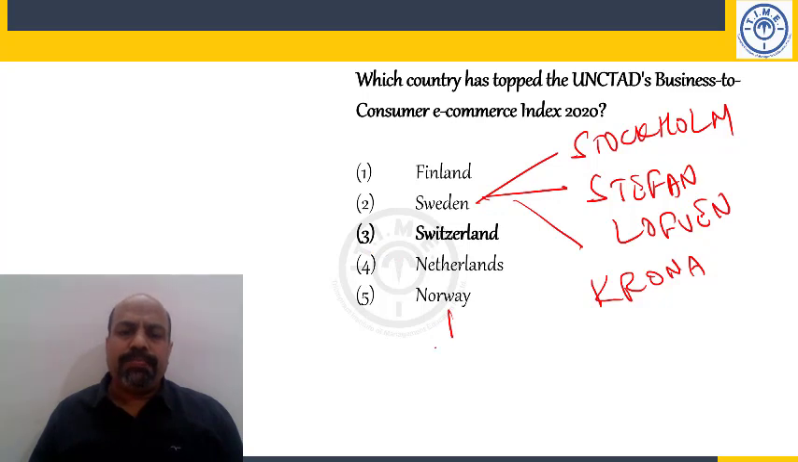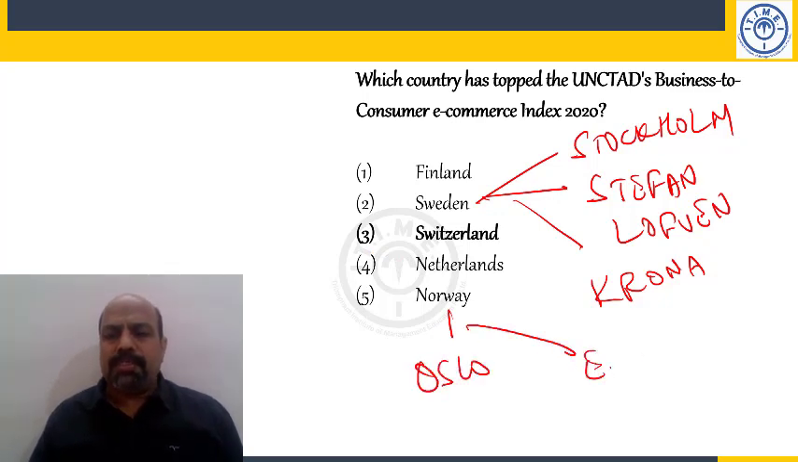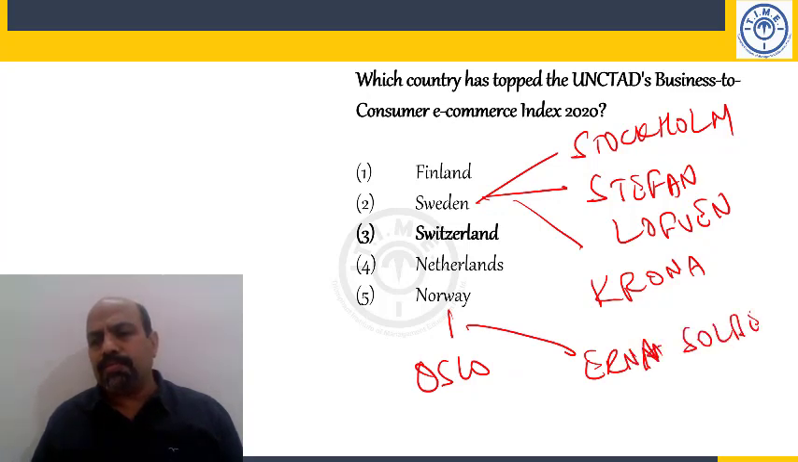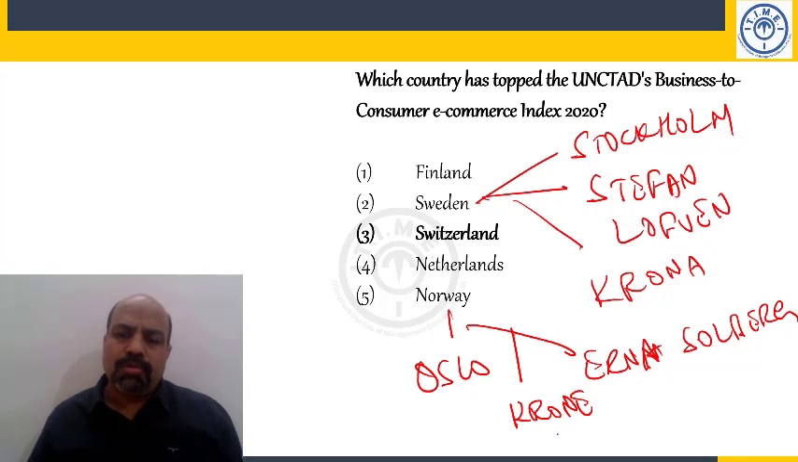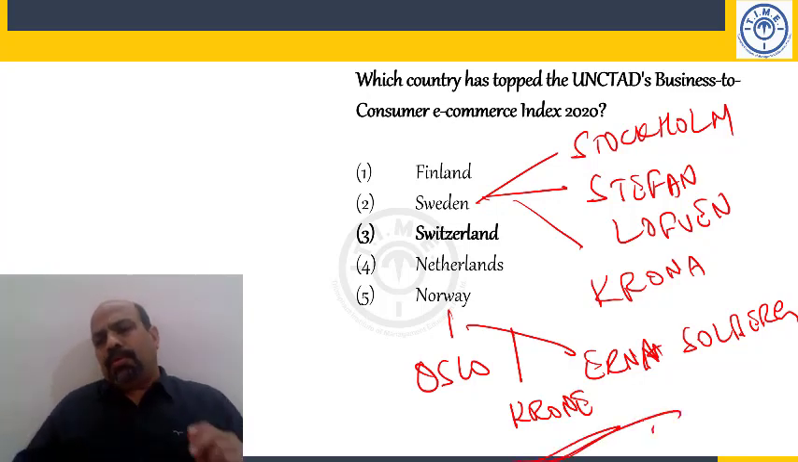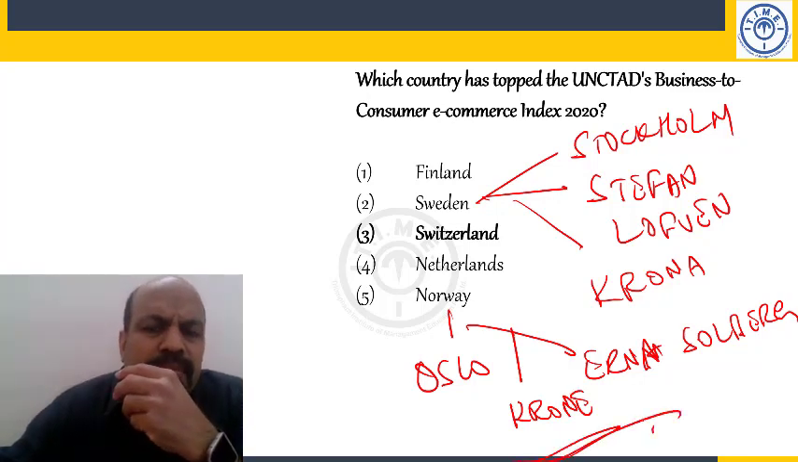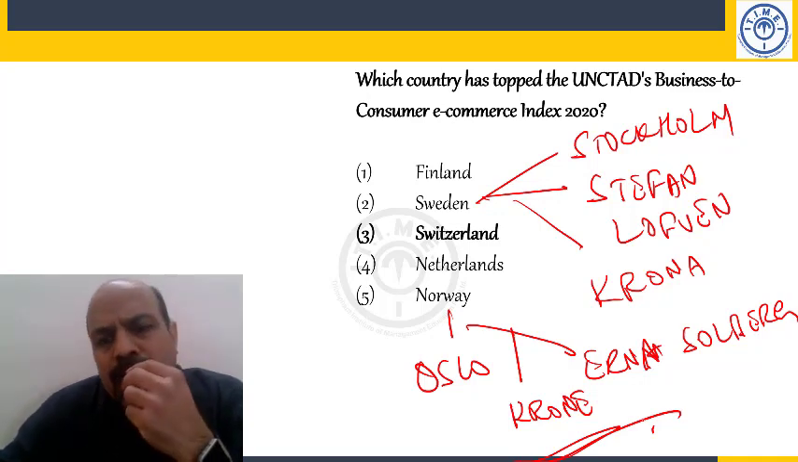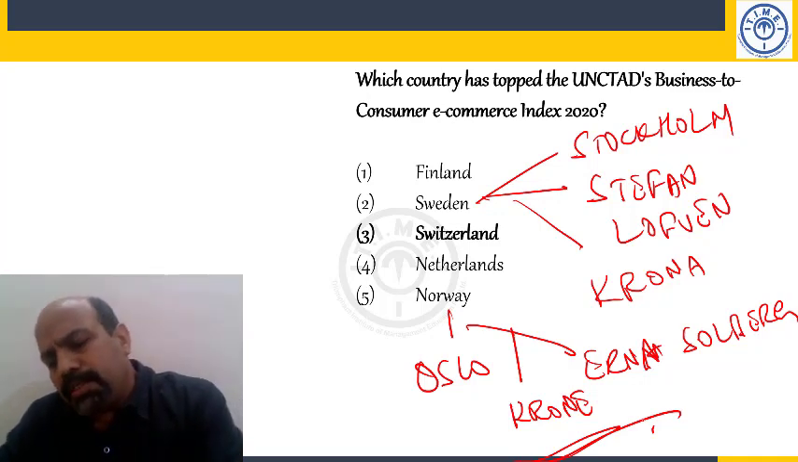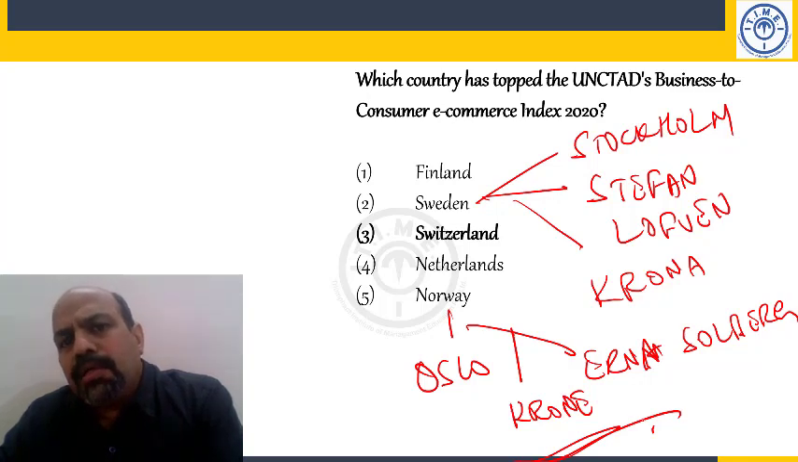Next, Norway. The capital is Oslo. The Prime Minister is Erna Solberg. And the currency is krone. Just like Sweden, Norway is also a constitutional monarchy. The king of Norway is Harald the 5th, I think. Sweden's is Carl Gustaf the 16th.